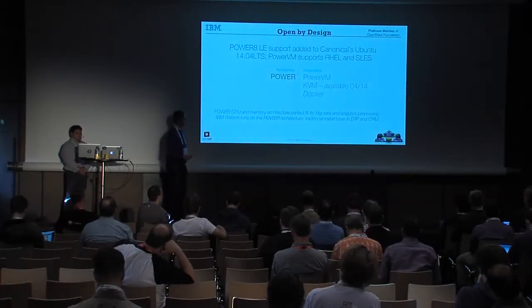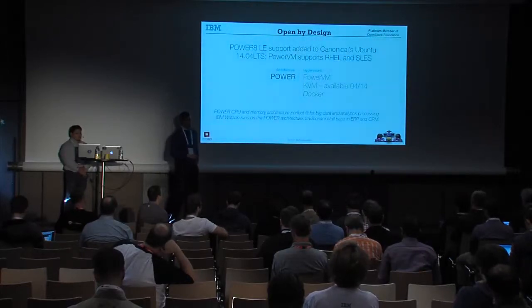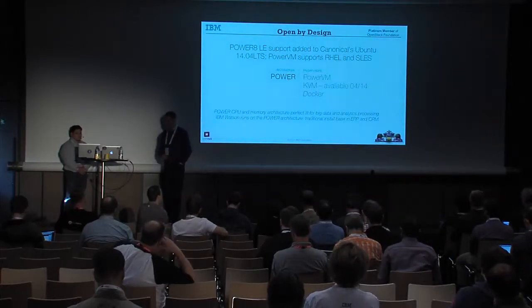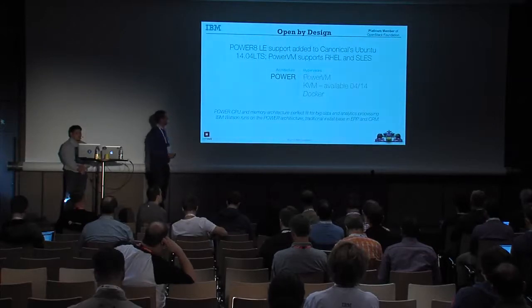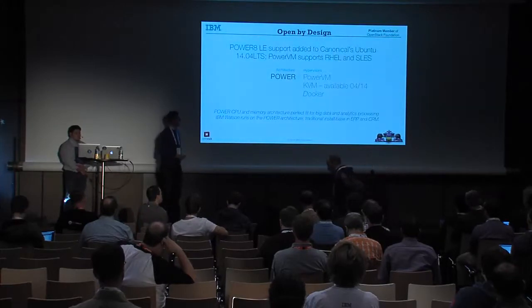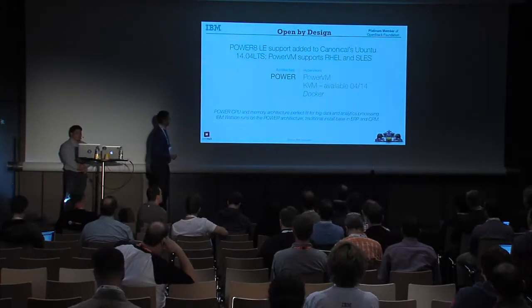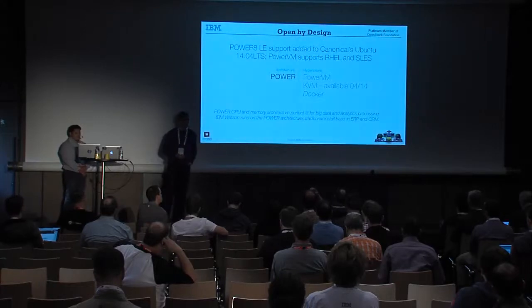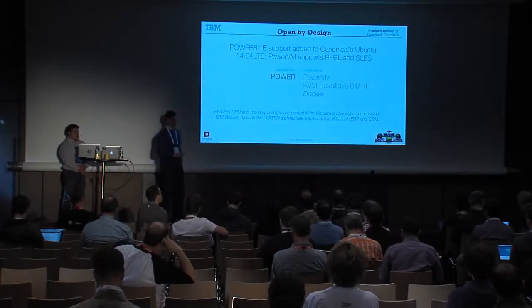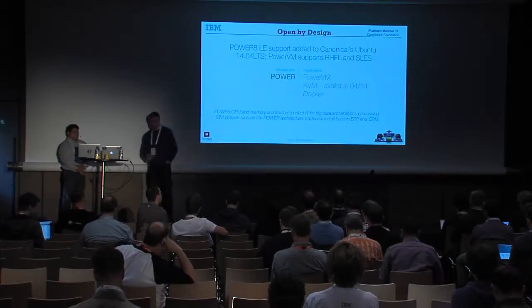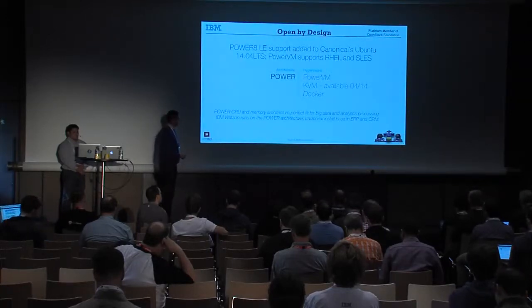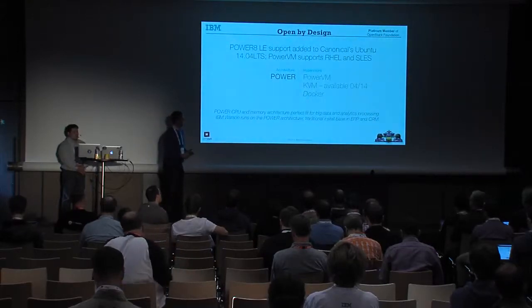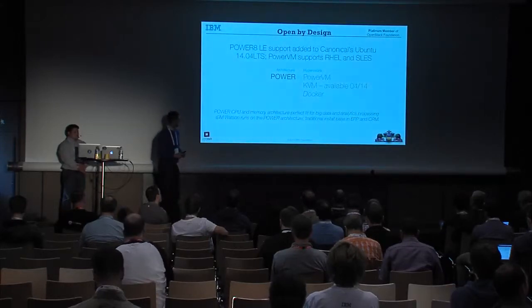So we'll talk briefly about Power VM, but then this year we announced in April Power KVM, and also Little Endian support was added to Ubuntu's distribution. So 14.04 has Power KVM capability, and we also have our traditional RHEL and SUSE distro support. So on Power today, that means you have two hypervisor options, Power VM, and then the Power KVM that was announced this year.